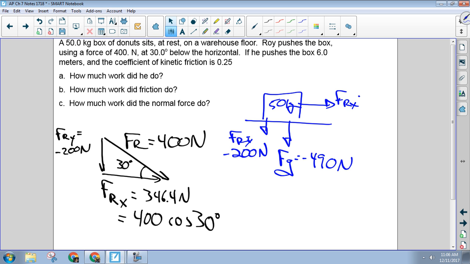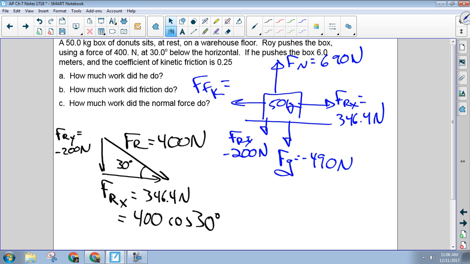Here's the force of Roy in the x direction. 346.4 newtons. Two more forces. What else? Normal force. What's the normal force going to be, you guys? 690. And friction, right? So it only gave us the coefficient of kinetic friction, so I think we can just assume that we overcame static, right? So 690 times 0.25 gives us 172.5. Cool? All right, so there is our free body diagram.